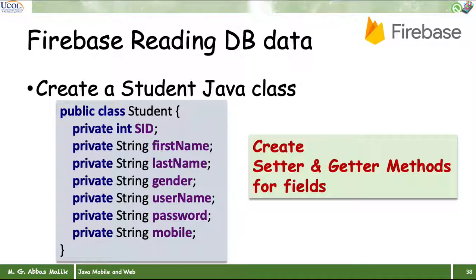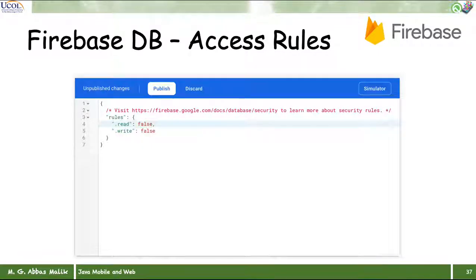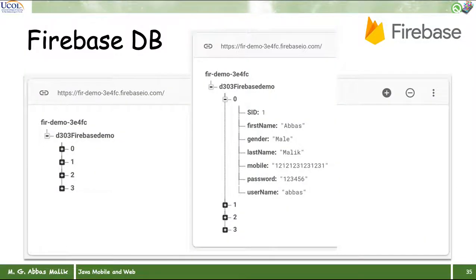We also added 4 different records in that particular database, and now we are coming back to our Android Studio project. Inside the Android Studio project, we need to create that particular data model. And if we look at that, what we have here: the SID, the first name, the gender, the last name, the mobile, the password, and the username. All this information except the SID are strings, and SID is an integer.